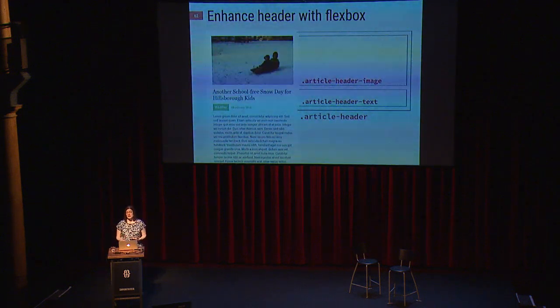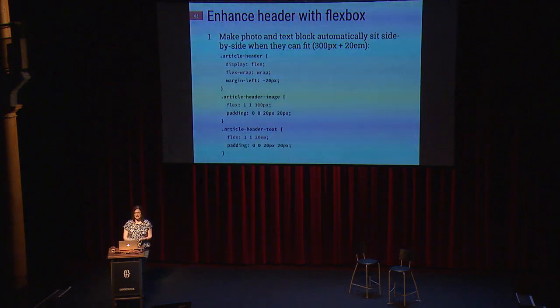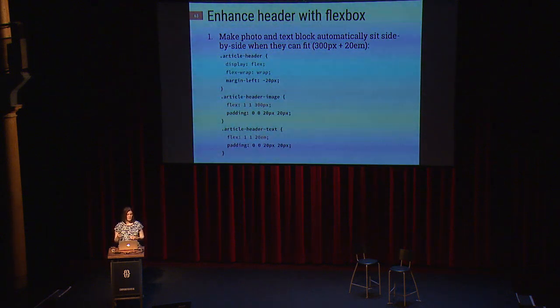But I can make this orientation switch happen automatically with no media queries by using Flexbox. This is the structure that I'm working with, so there's image and text block as siblings inside a header block, and I want to make article header text move up beside article header image automatically. Here's the CSS to do that. The image and the text block will stack when they're narrow thanks to flex-wrap, and then they'll switch to side by side when they can fit.